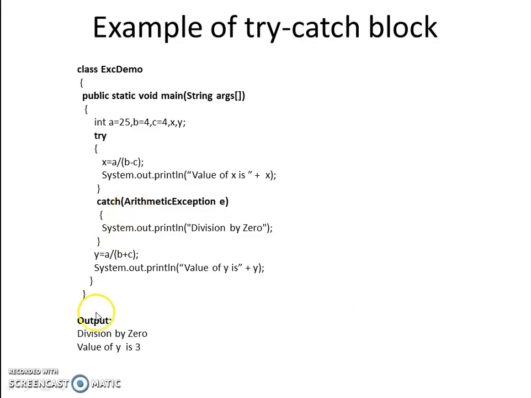So, the output of the program will be like this. A user-friendly message, division by 0, will be displayed to the user, and then after that, the value of y will be printed.